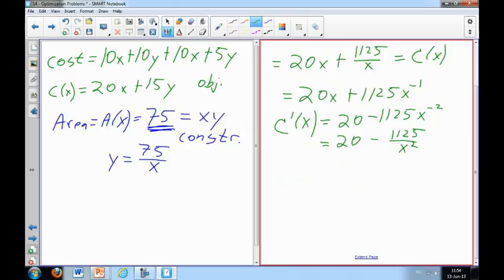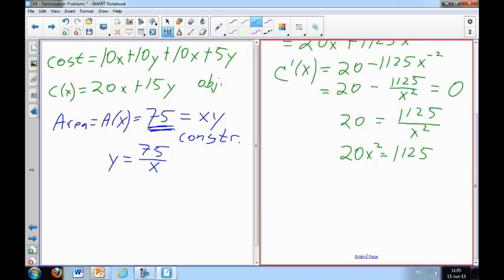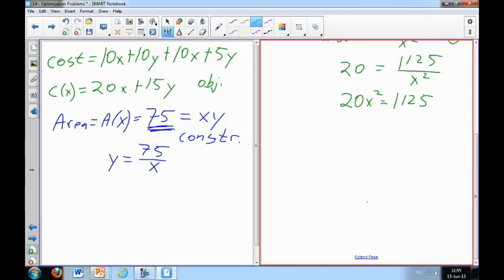Now we set this equal to 0 and solve. So we get 20 equal to 1125 over x squared. We want to solve for x, so we have to multiply both sides by x squared. So we get 20x squared equals 1,125. We divide by 20 to get x squared equals 56.25.